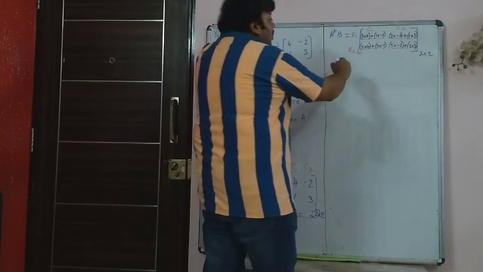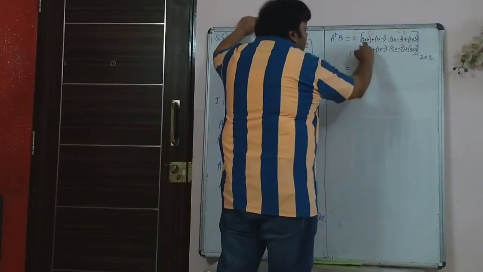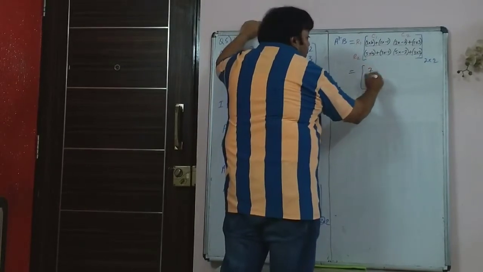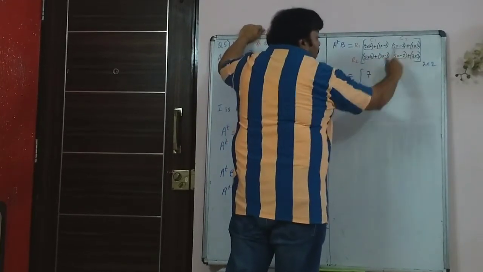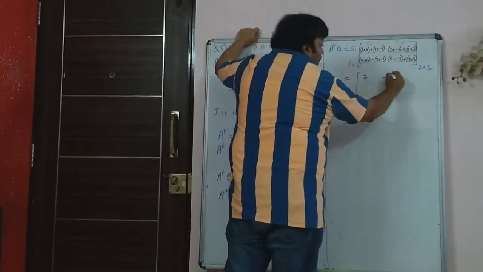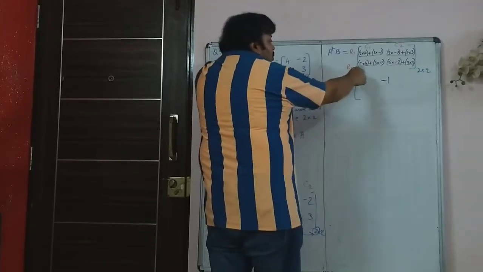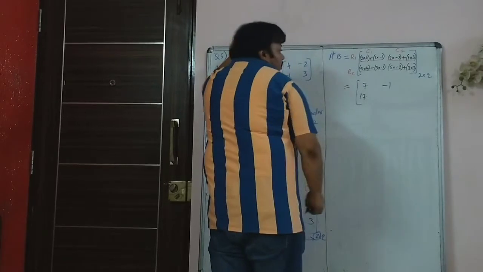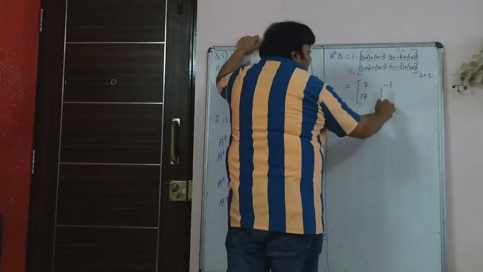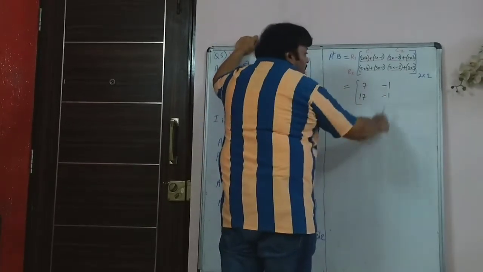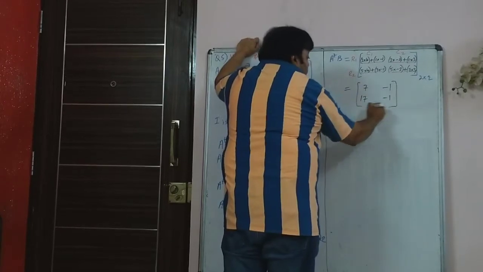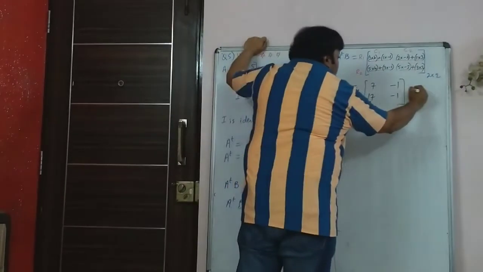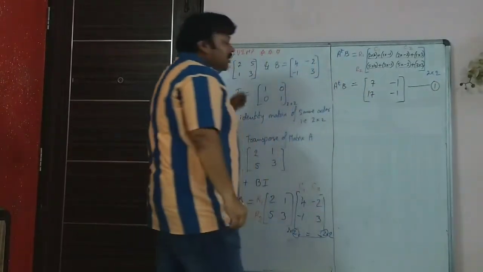So now when you do the multiplication and addition, 8 minus 1 is 7, minus 4 plus 3, minus 1. 20 minus 3, 17, minus 10 plus 9, minus 1. So this is your ATB. Call this as equation 1.